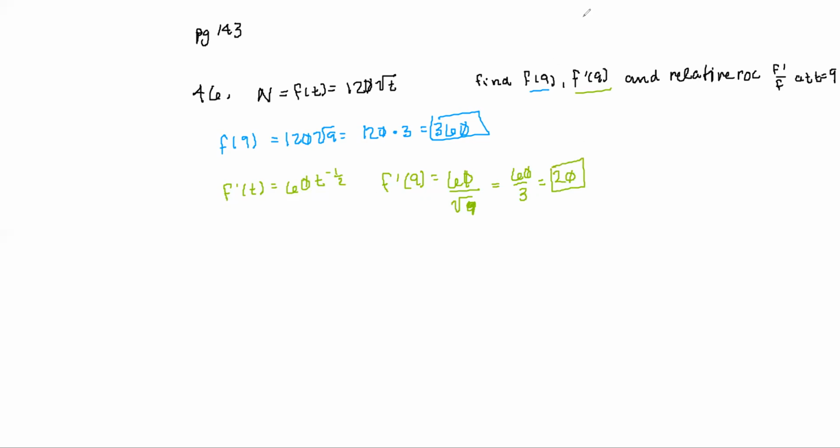Okay, so now we're going to be looking for the relative rate of change, f prime of 9 over f of 9. So this is just going to be using these two numbers that we just found, 20 over 360. I'm going to kick out the zeros. So this is going to turn into 2 over 36, or what, 1 over 18? Okay.